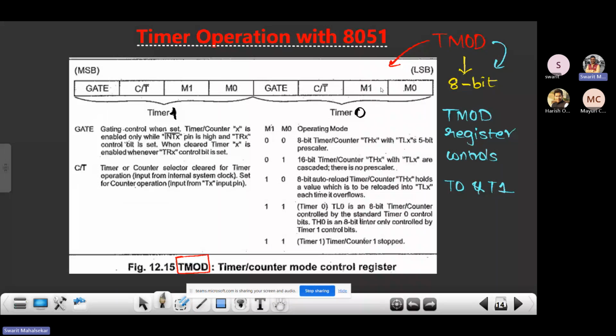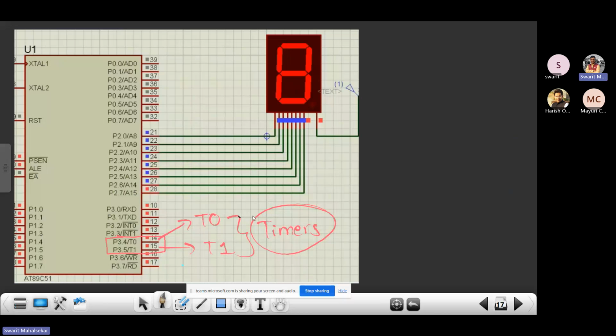M0 and M1, these are the mode bits. They decide the mode, and I will come to this part. Don't worry. You see this particular bit, CT bar. It decides whether I want to operate timer 0 and timer 1 as a timer, for timer operation, or as a counter, for counter operation.